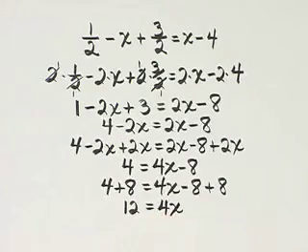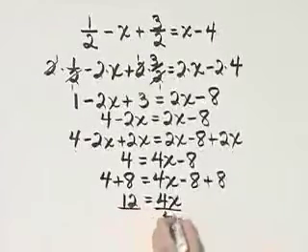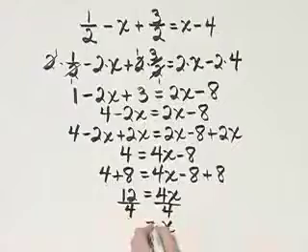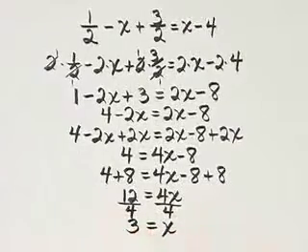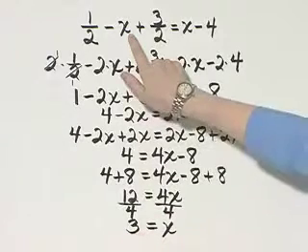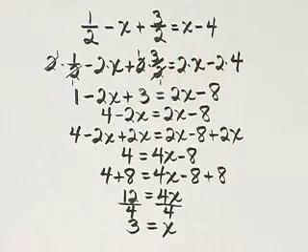And then how do I finish solving? I'm going to go ahead and divide the left and right side by 4. Notice on the right side I have x, and notice on the left side I have 3. So x is equal to 3. My solution is 3. Check by replacing x with 3 here, and see that a true statement results.